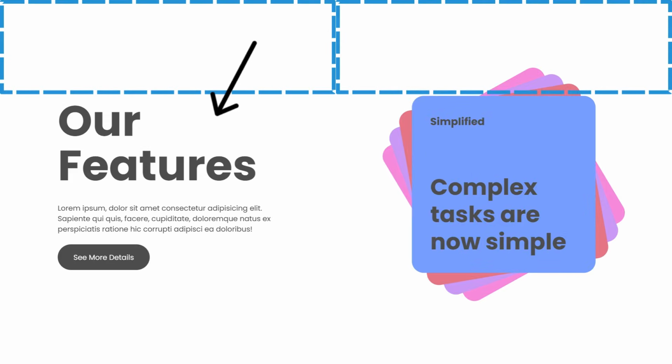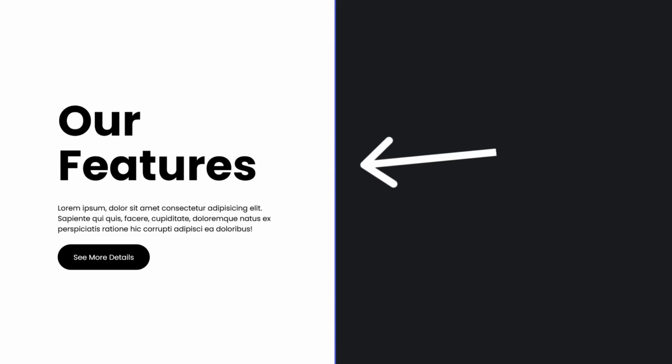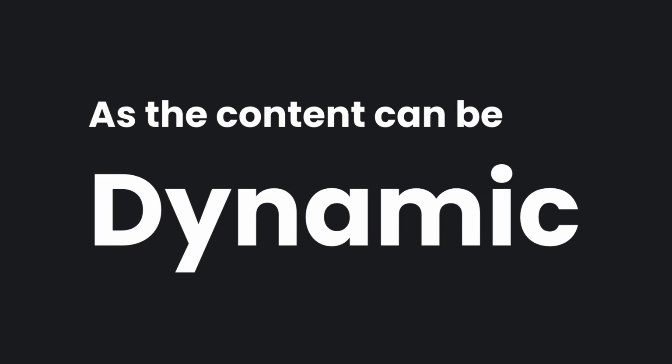Now we want to display the content and the cards here. So first, let's set the height of the containers to 100 view height as a default. Next, add some content on the left side as shown. I am not focusing much on the content, as the content can be dynamic.